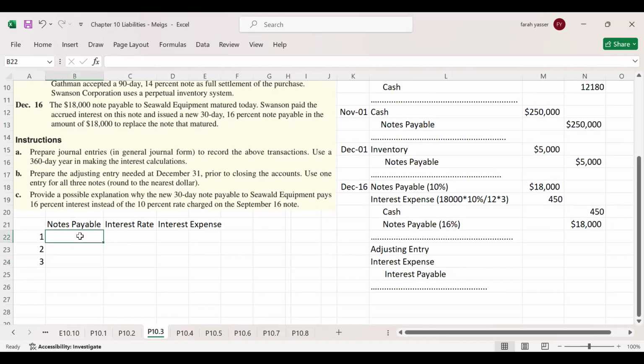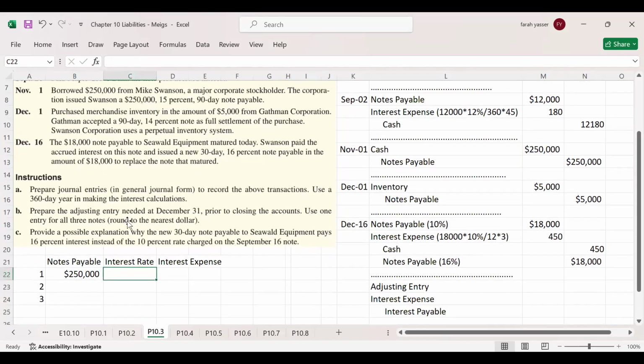So $250,000. The rate of interest on it is 15%. Now, November 1st to December 31st means a 2 month note. We are going to calculate 2 months of interest.